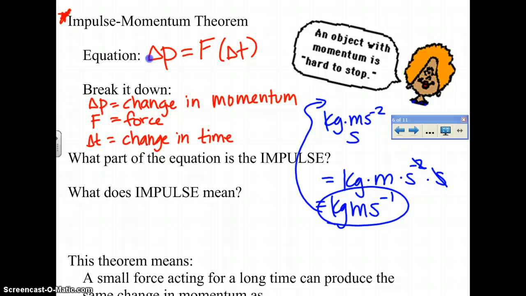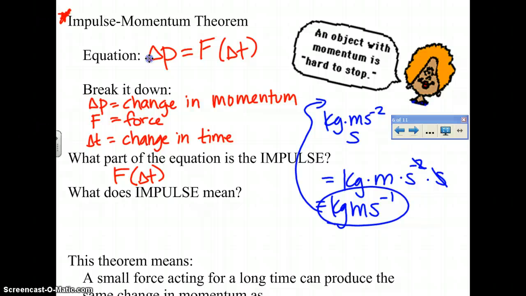Okay, so what part is impulse? What variables would you have to take into consideration to be able to appropriately solve for the impulse portion of the impulse momentum theorem equation? It would have to be force times the change in time. Therefore, the impulse is more so known as meters per second squared times seconds. So, in other words, velocity.